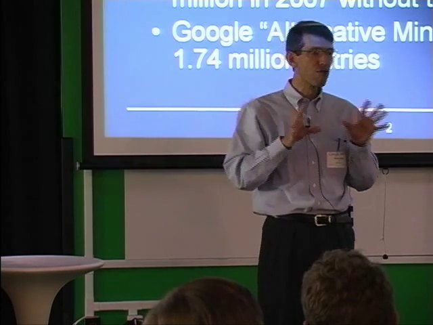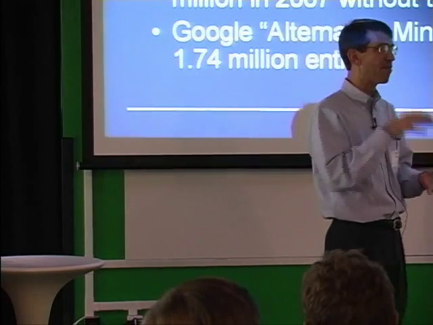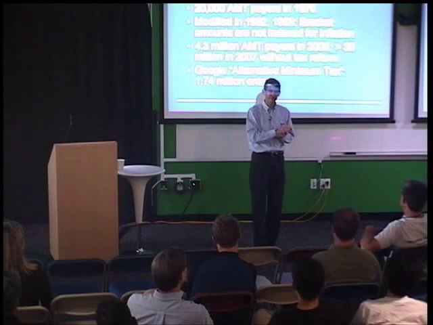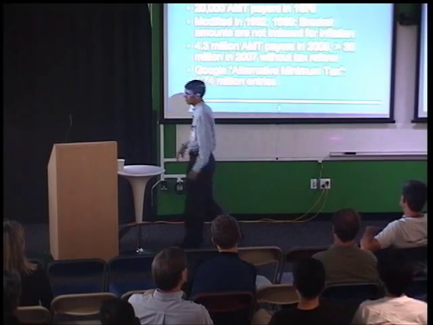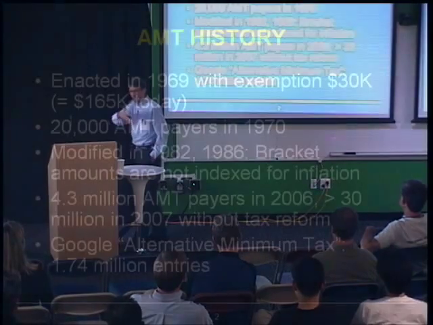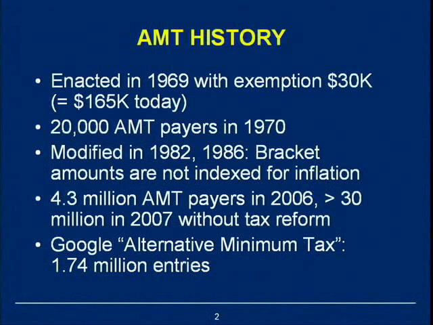So it was a very crude fix for the problem of some people not paying taxes. And at the beginning of the time that we had the alternative minimum tax, it was really a little wrinkle in the tax system. 20,000 people paid the alternative minimum tax in 1970.